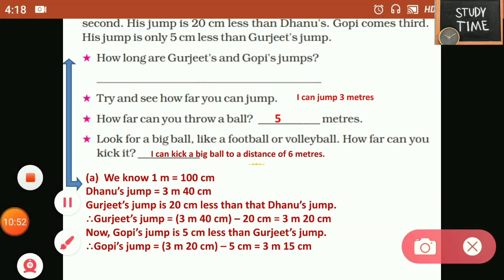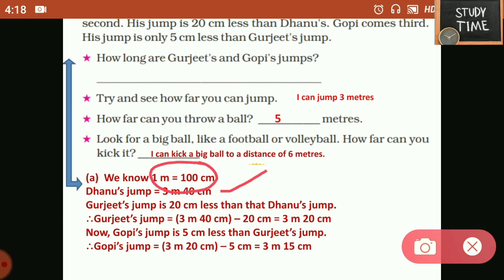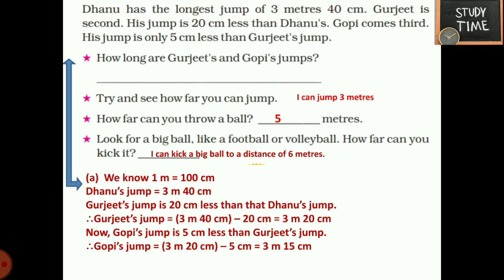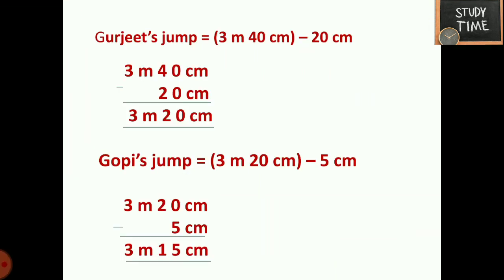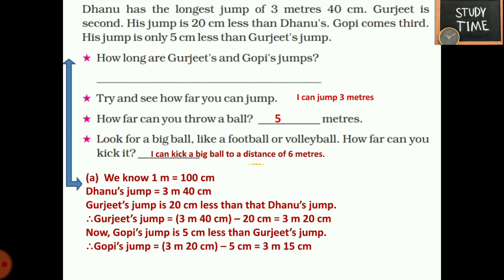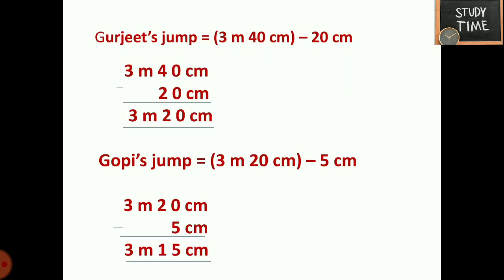See, Danu's jump they have given. We already know 1 meter equals 100 centimeter. To find Gurjit's jump, you have to subtract 20 centimeter from Danu's jump. See, I have given here. So, Gurjit's jump would be 3 meter 20 centimeter. Gopi's jump is 5 centimeter less than Gurjit's jump. So, 3 meter 20 centimeter minus 5 centimeter is 3 meter 15 centimeter.